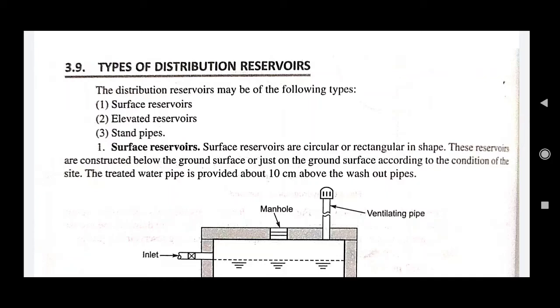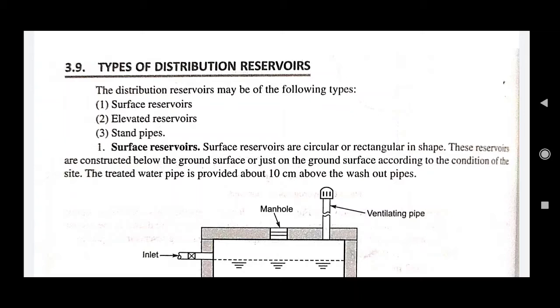Number one are the surface reservoirs, the other are the elevated reservoirs, and the third are the standpipes. Right. The basic use of a distribution reservoir is the same in all the types. It is to supply the water with the least possible pumping cost, right?